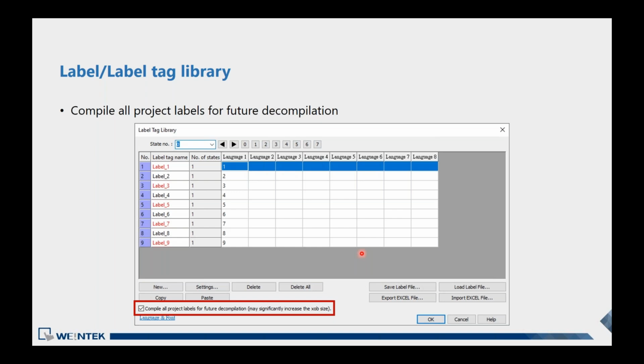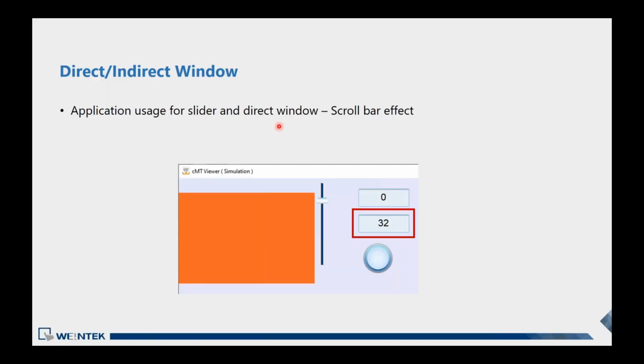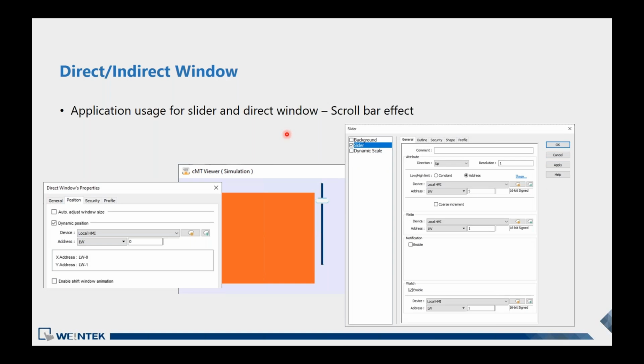Okay, so this is the second topic. The next topic is dynamic window positioning for direct and indirect window. So let me explain what dynamic position is. It is for the window display position that can be changed during runtime. So in the direct window or indirect window, there's a dynamic position where you can assign the address, and you can put a number in it, and you will change the position at runtime.